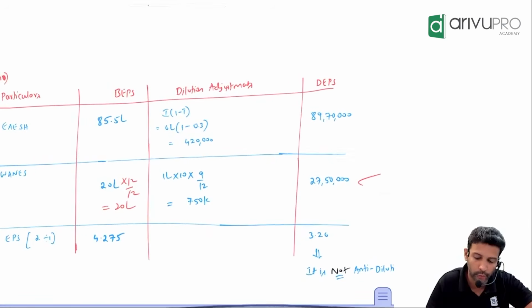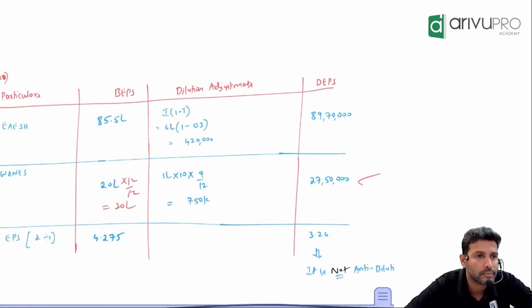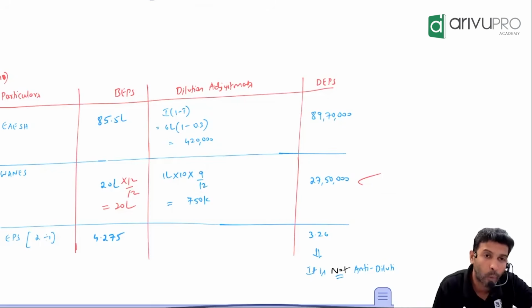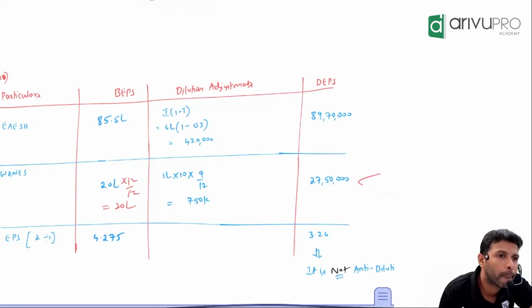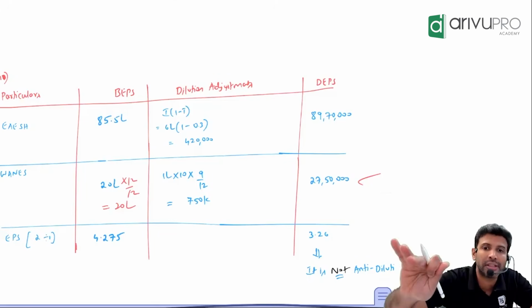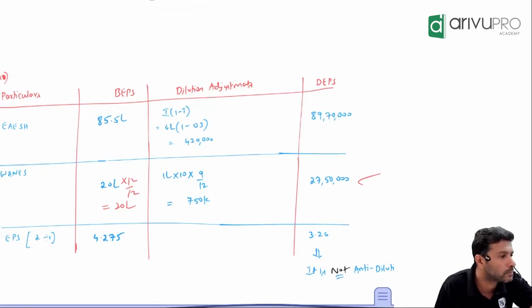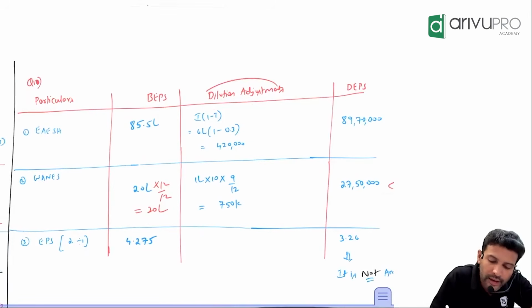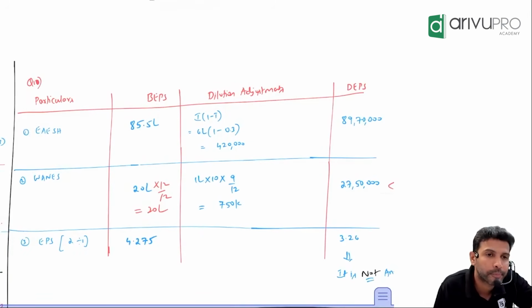I'll give you a few seconds. You understood why 9 by 12? Why 9 by 12 again? The debentures are issued in the current year for the whole year or only 9 months? 9 months. Hence 9 by 12. Okay, now we'll have to calculate the dilution adjustment on the numerator. If you don't want logic, the simple formula is interest into 1 minus tax rate.